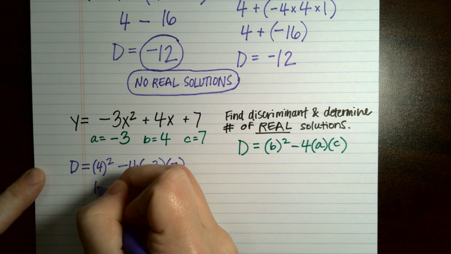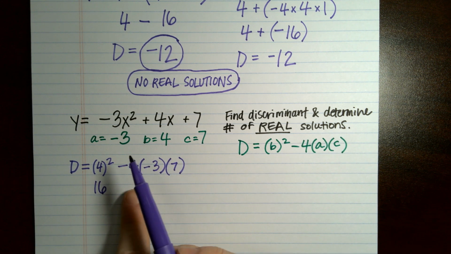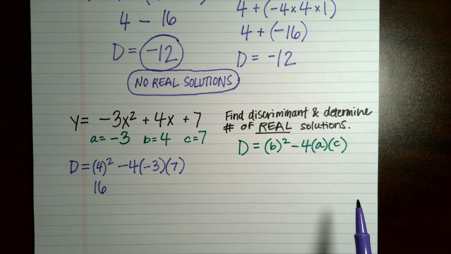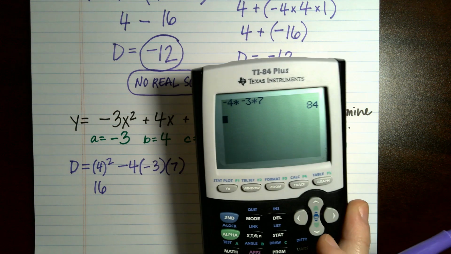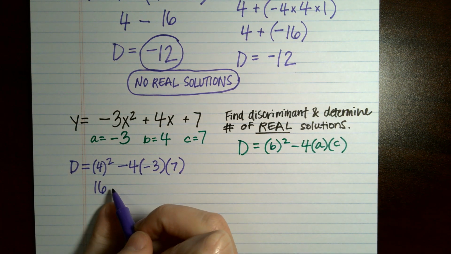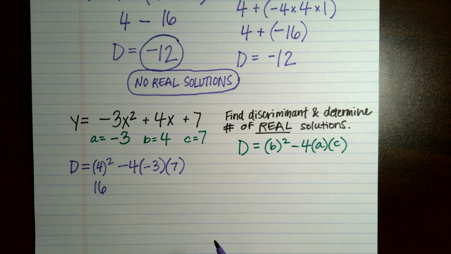16. What is -4 times -3 times 7? 84. Wait, I haven't checked. Let me look. Oh, it's 84. Y'all are right. Okay, it scared me. -4 times -3 times 7, yep, I got +84. So do we put +84 or -84? Plus.